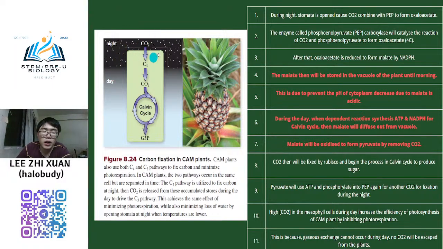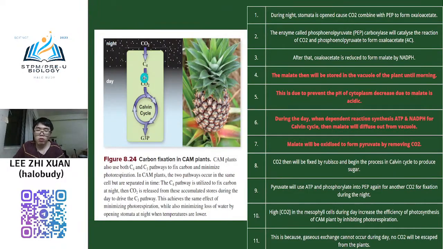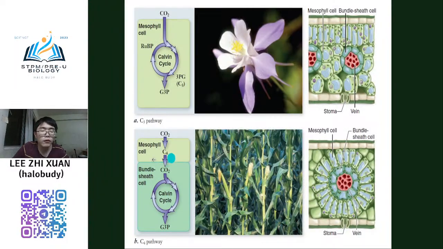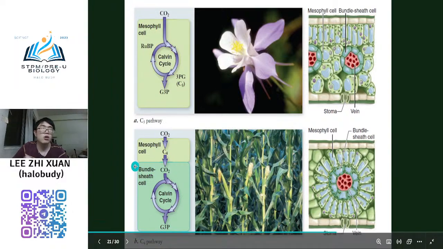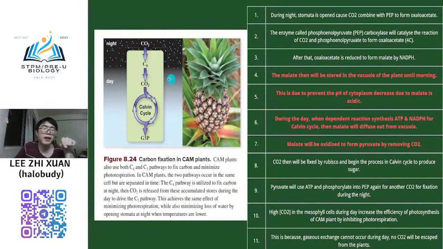This reaction, the first carbon dioxide fixation, will occur only at night. In C3 and C4, C3 totally occurs during the sunny day, and C4 also occurs during the sunny day. For C4 plants, both carbon dioxide fixations occur only during the sunny day. At night, there is no such process. But for CAM, they are split: the first carbon dioxide fixation occurs at night, and after that, the second carbon dioxide fixation only occurs during the day.